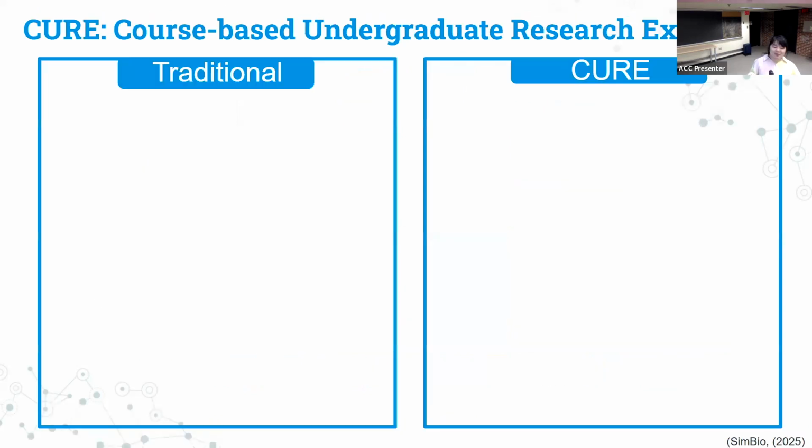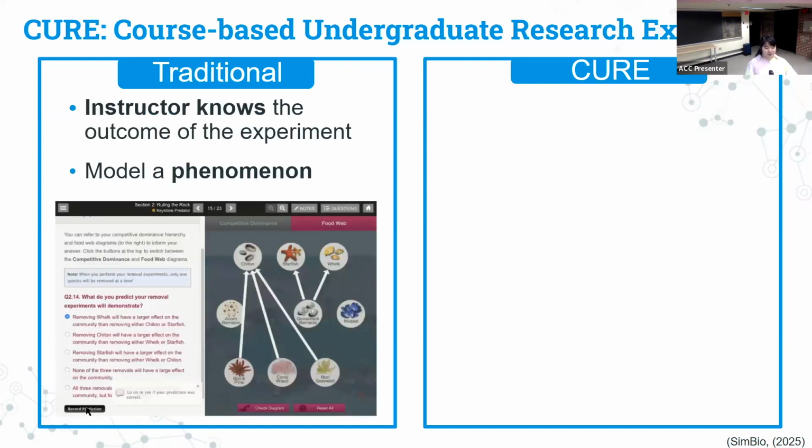Another thing that I'm going to need to talk about today is that we are teaching based on this CURE model of education. And CURE stands for Course-Based Undergraduate Research Experience. In a traditional lab, students will do experiments where the instructor kind of already knows what's going to happen, and oftentimes so does the student. Students are modeling some kind of natural phenomenon empirically in order to demonstrate its use in the real world.